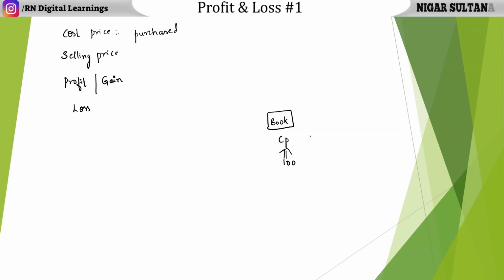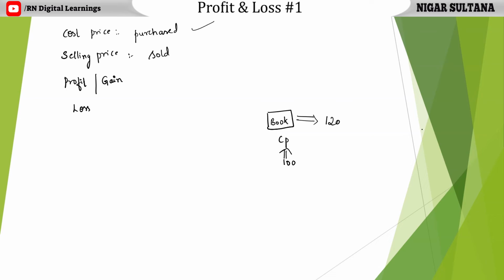Now what is the selling price? This book I will be selling to some other person at a cost of 120 rupees. The selling price is the price at which an article is sold. Just to remember the difference: the price at which the article is purchased is your cost price, and the price at which any article is sold is your selling price.